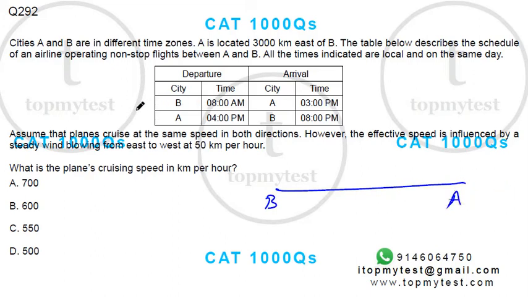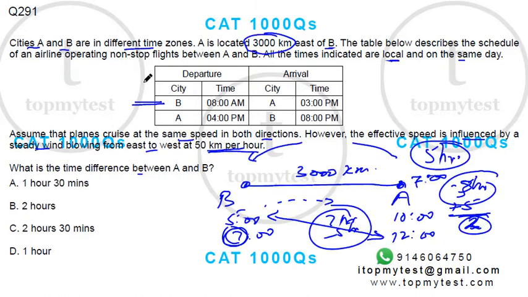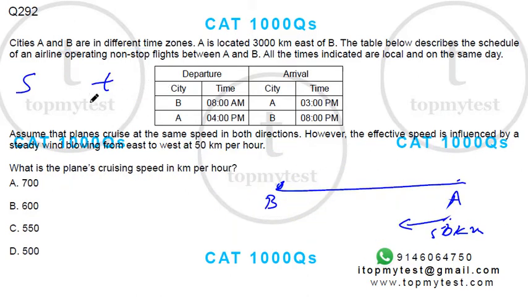Now, one flight goes at 8 o'clock in the morning and reaches B at 3 p.m. A is east of B, and wind is blowing east to west. This is 50 kilometers per hour. So if the speed of the aircraft is S and the time difference is T, those are the two things which we need to find. These are the two things, time difference and speed.